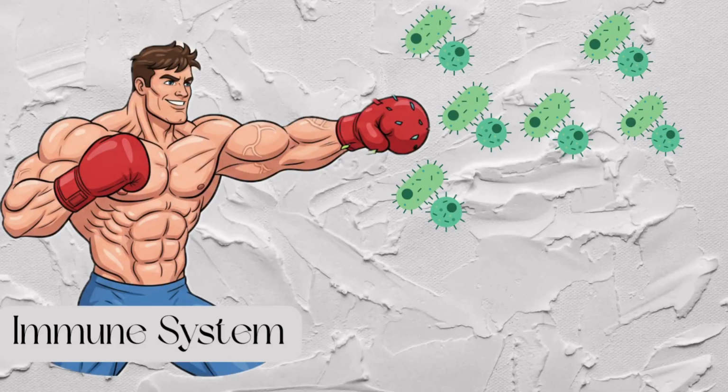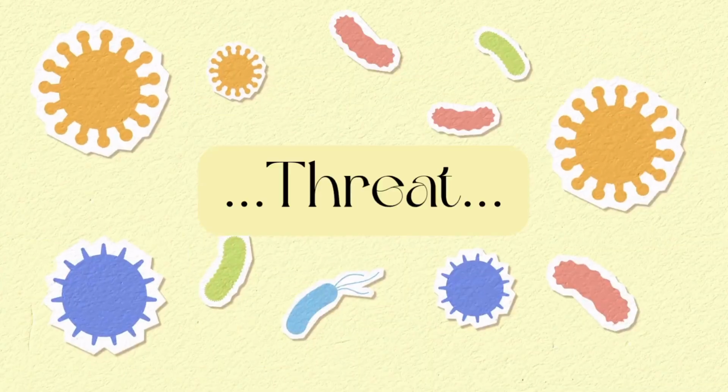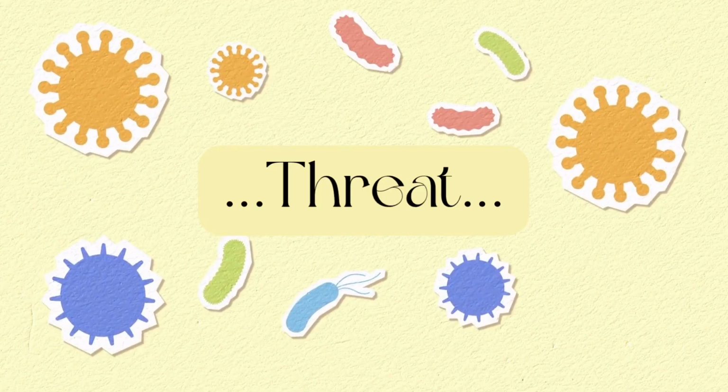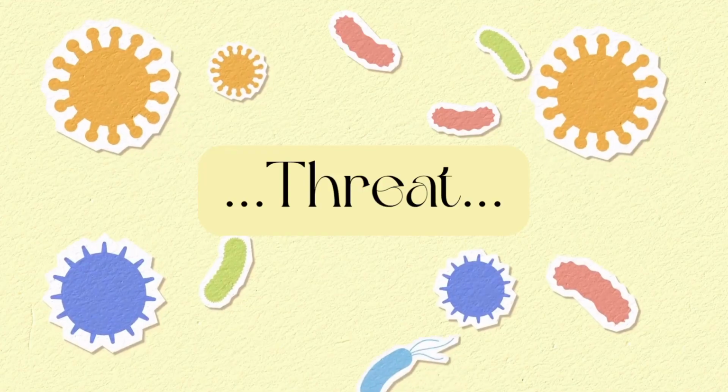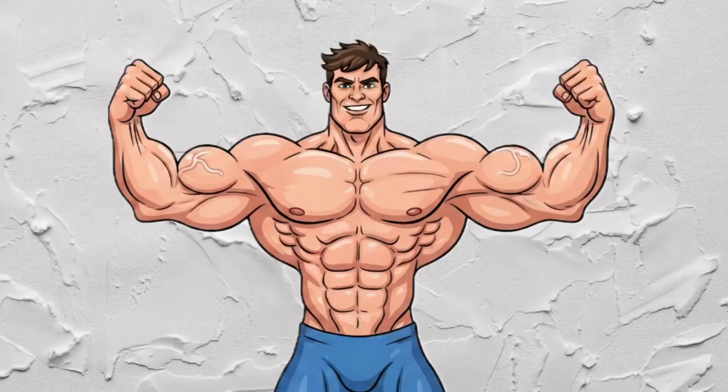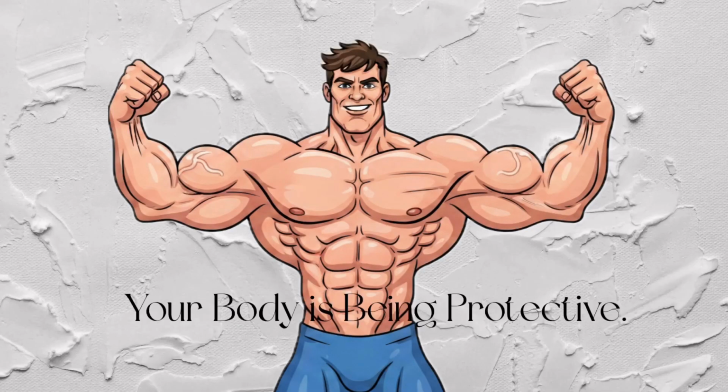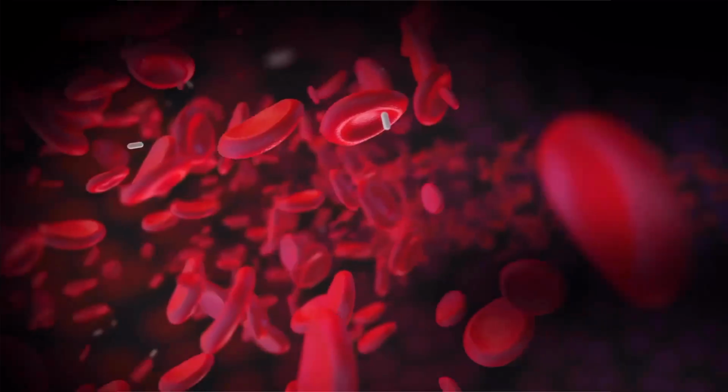Your immune system is trained to protect you. If blood with unfamiliar markers enters your body, your immune system may see it as a threat. It can attack those cells. This causes serious reactions. This is why matching blood types is critical. Your body is not being dramatic. It's being protective. Now the big question.